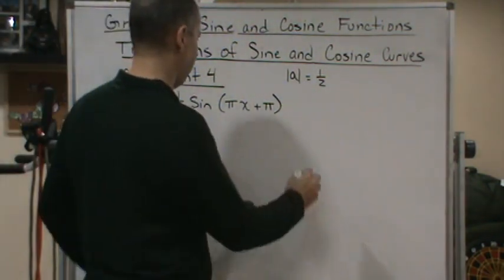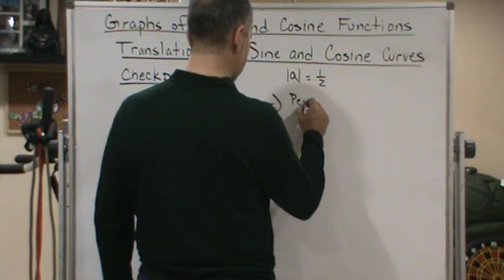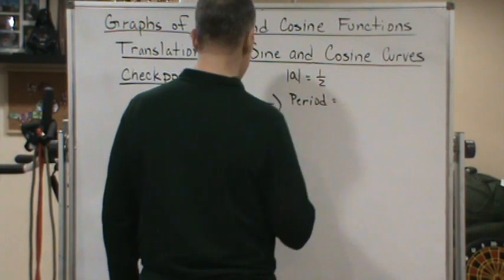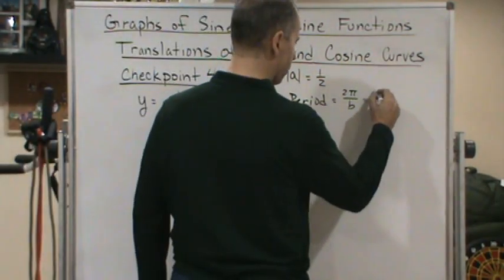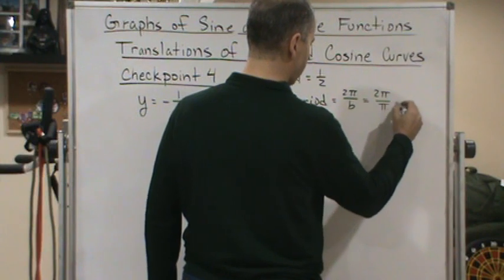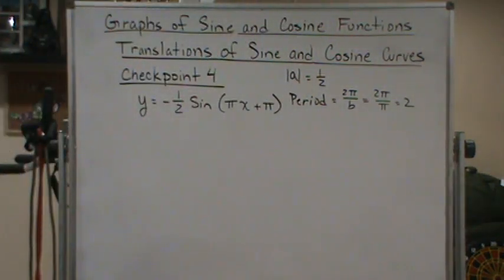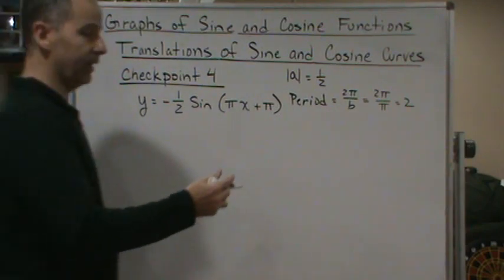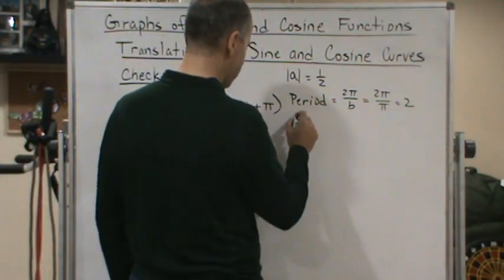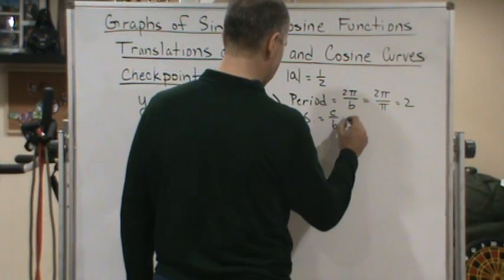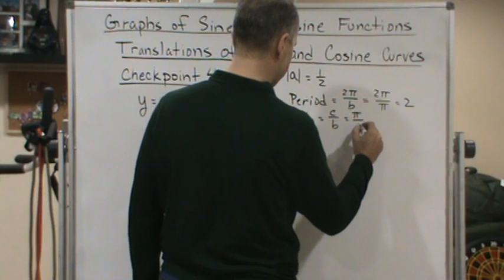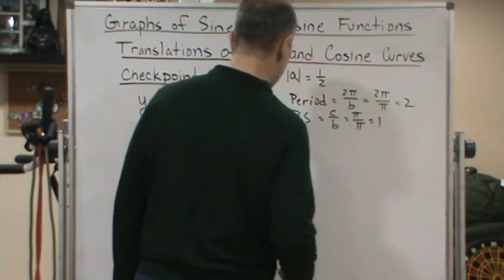And what else? Oh, the period, which is equal to 2 pi over b. Now b in this case is pi, so it's going to be 2 pi over pi, which equals 2. So the period is 2. Okay. Now in this case, the phase shift, again we'll get into more of this, but remember the phase shift is c over b. So in this case, it's pi over pi, which is equal to 1.